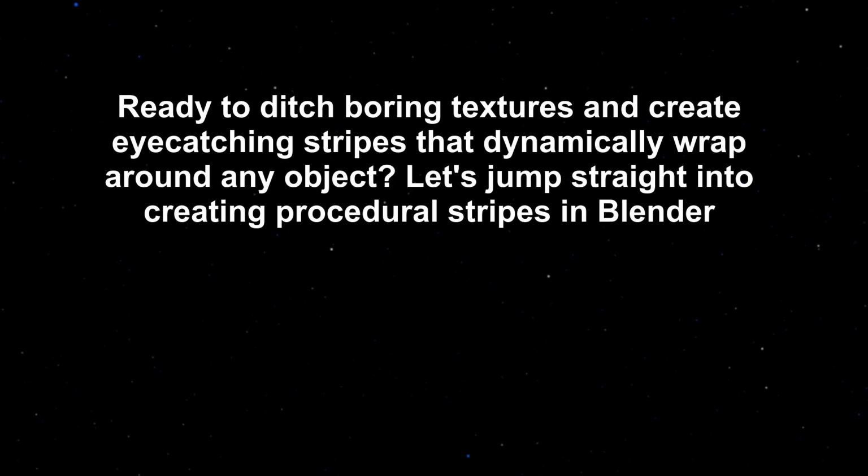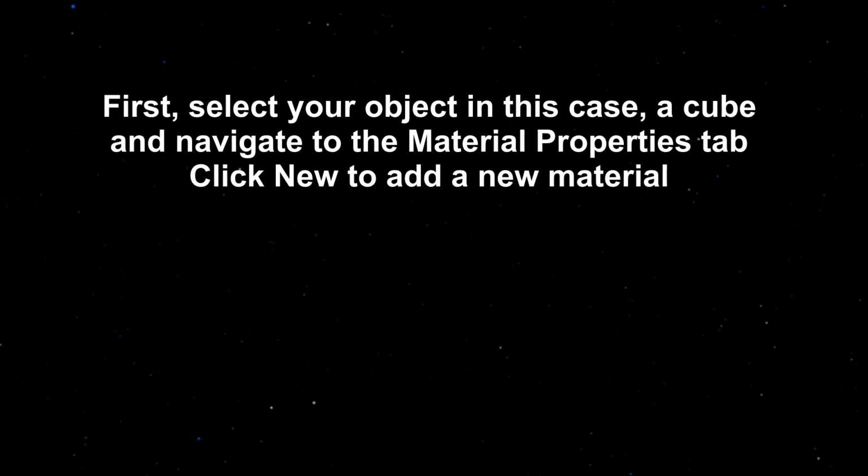Ready to ditch boring textures and create eye-catching stripes that dynamically wrap around any object? Let's jump straight into creating procedural stripes in Blender. First, select your object, in this case, a cube, and navigate to the Material Properties tab. Click New to add a new material.